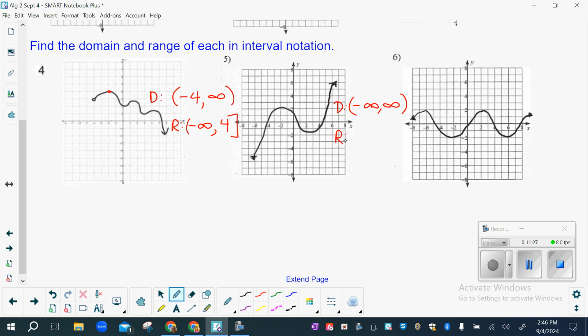And what about range? It's the smallest. You've got an arrow that's coming down, right? That arrow is going down, so that's going to negative infinity. And then we have another arrow pointing up, which is infinity.